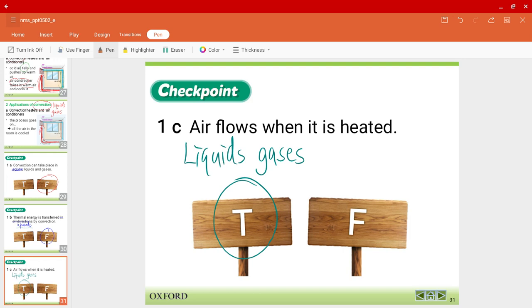So that wraps up this video on convection. We already learned what conduction is, and now we've learned what convection is. In the next video, we'll be talking about radiation.